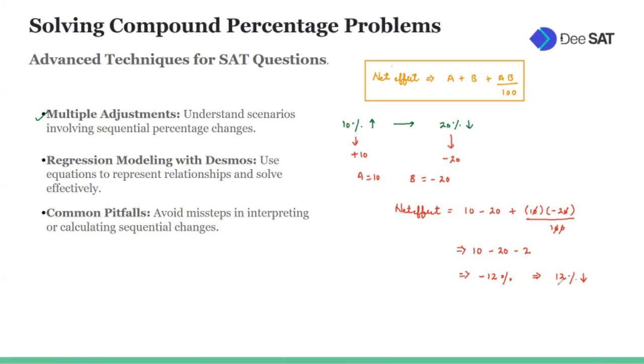So that is a sequential change. If you want, you can find the net effect of two percentage changes, or you can use them step by step separately.